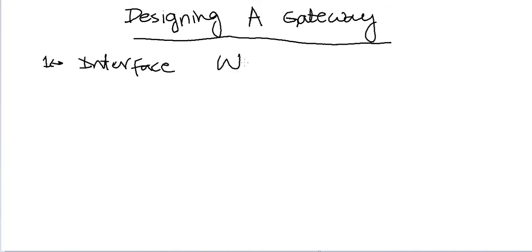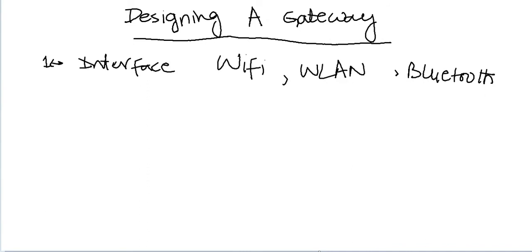So in order to design a gateway, we should keep the following things in mind. What our gateway should have. Number one, our gateway should have interfaces, for example, LAN or Wi-Fi, or for example, Bluetooth. Not WLAN, because Wi-Fi is the same as WLAN.